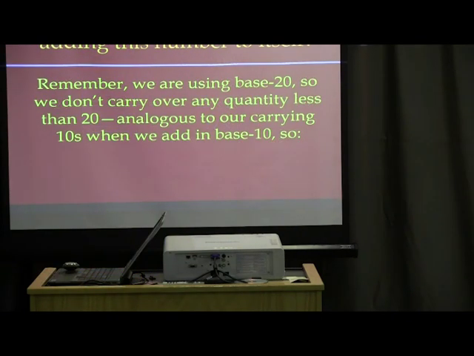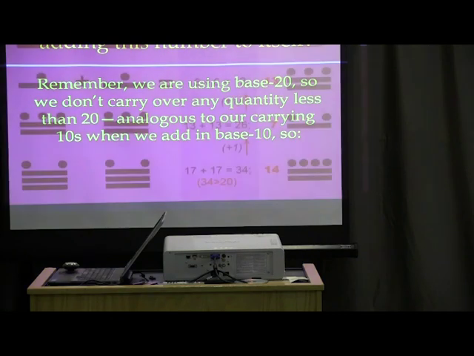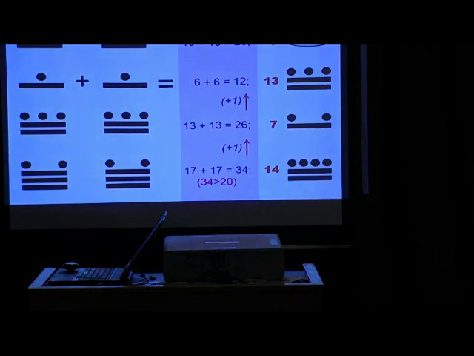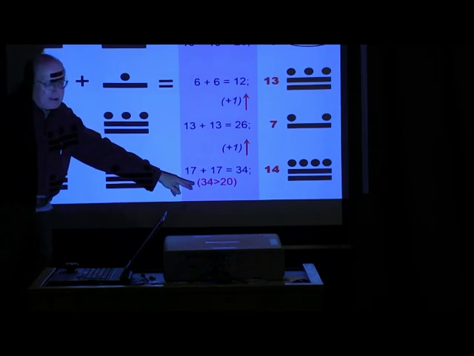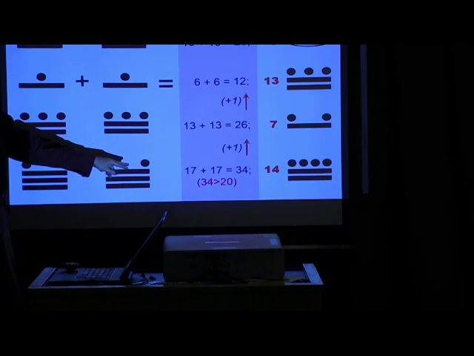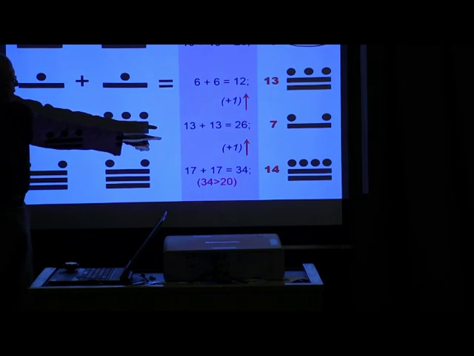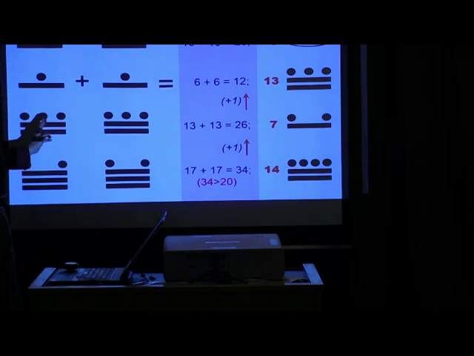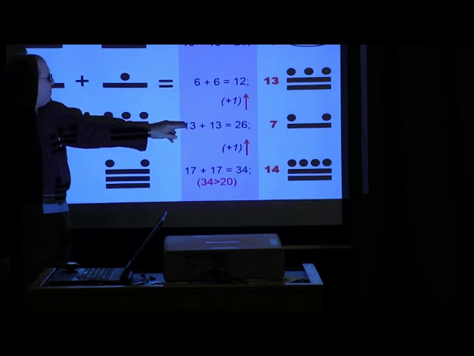Okay. So, how do we go about adding this number to itself? Well, that's how we do it. Notice how carrying happens here. 17 plus 17 is 34, but 34 is greater than 20, isn't it? So 34 less 20 is 14. Carry 1 up. 13 and 13 is 26, plus 1 is 27.